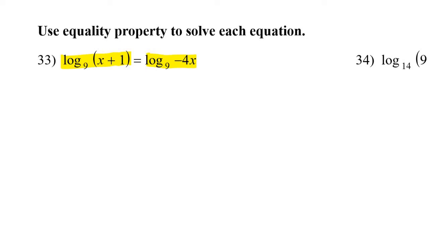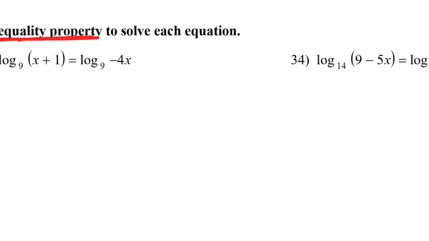Whenever you have log on different sides, you can use what is called the equality property to solve the problem. It's just like before. Let's say an example from before. We did something like this: 2 to the power of x equals 2 to the power of 3. Guess what we did that time? Because they are the same base, we just say x equals 3. Get it? This is for exponent. Okay, we're going to do the same thing for log.